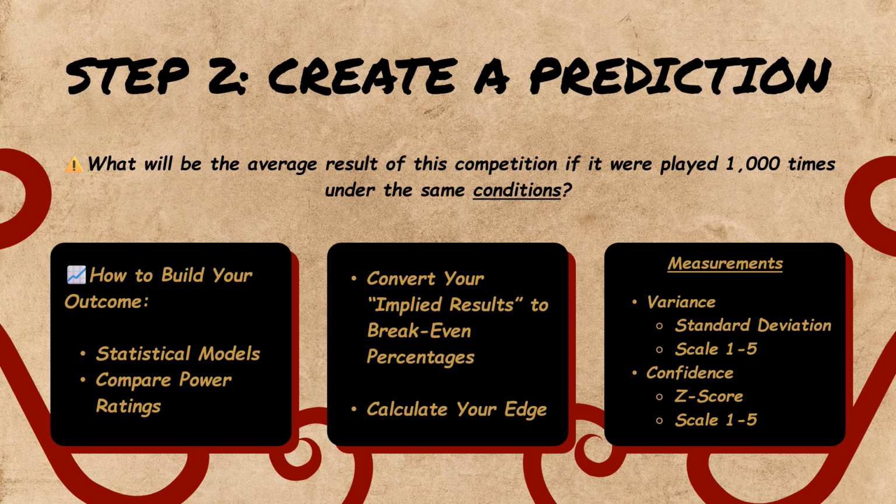If you're not building a forecast and turning it into a break-even percentage, you're not betting with an edge. You're just guessing. So you want to forecast first, then test the forecast, and that's how real bettors operate. So let's keep going to step 3, where we're going to start eliminating some of this noise.